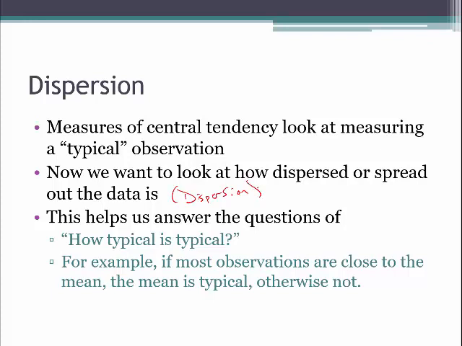Okay, and this helps us answer how typical is typical. For example, if most observations are close to the mean, then the mean is typical, otherwise it is not. So these measures of dispersion put a numerical value to the spread of data. That's what dispersion is going to do. So put a numerical value on the spread of data.